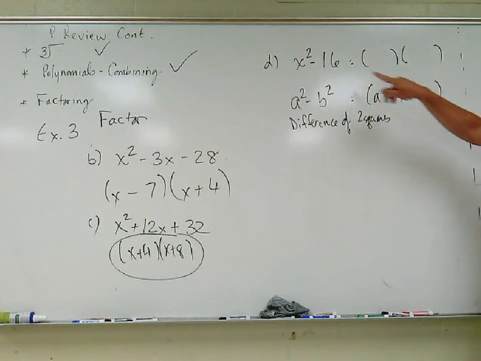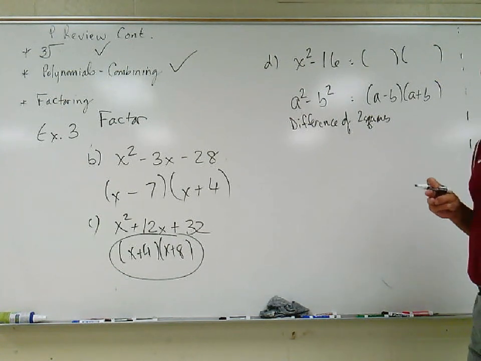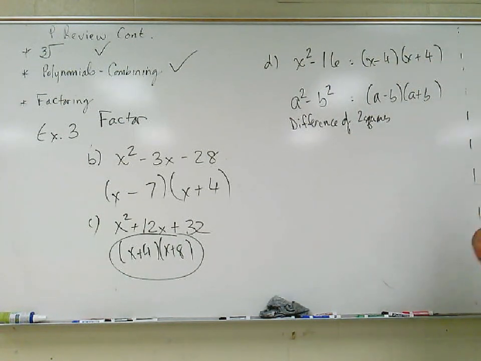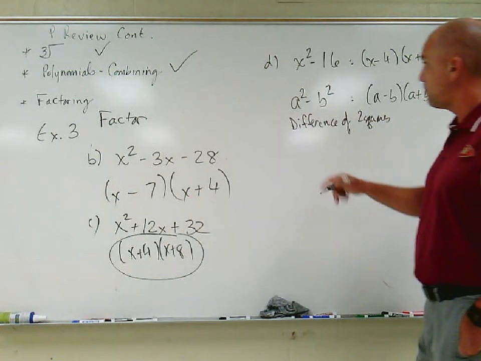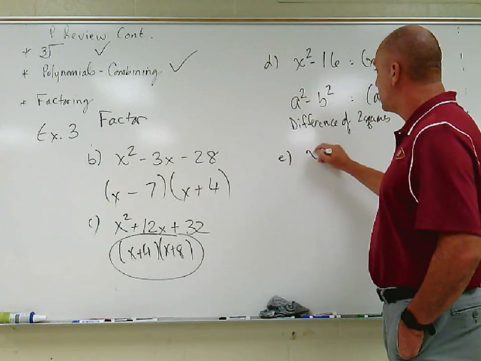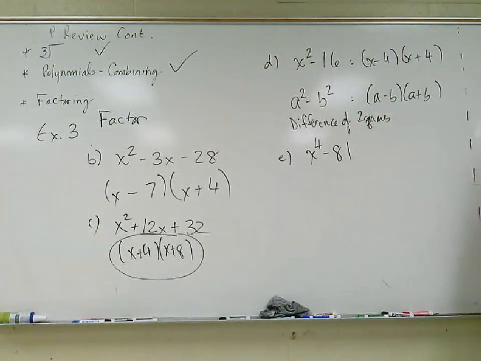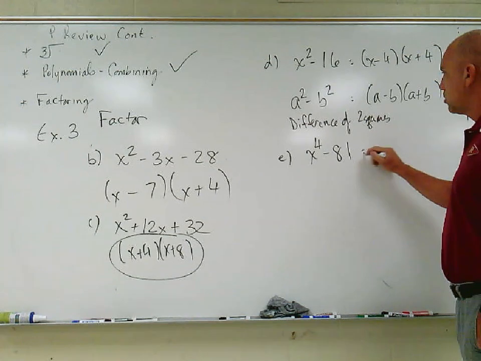So how would x squared minus 16 factor? X minus 4, x plus 4. So be on the lookout for difference of two squares. It could have an exponent, it could be something like x to the 4th minus 81. Isn't a 4th still a square? Isn't that something squared, right? So how would that factor?